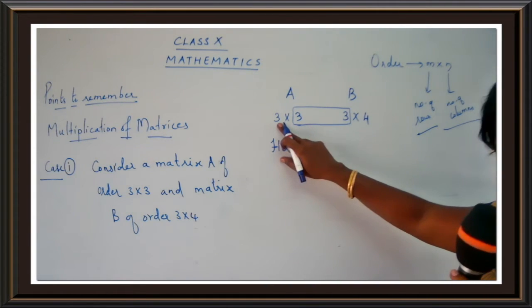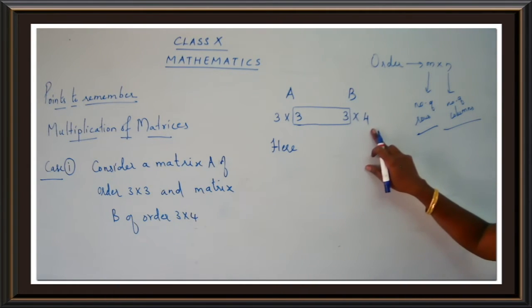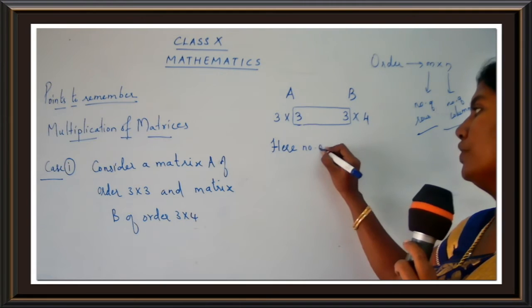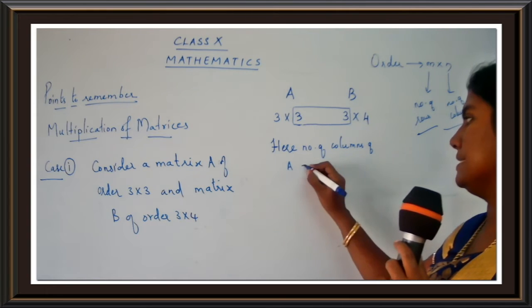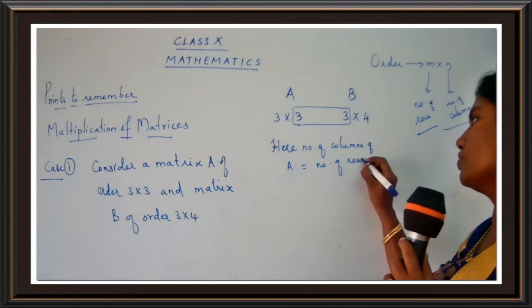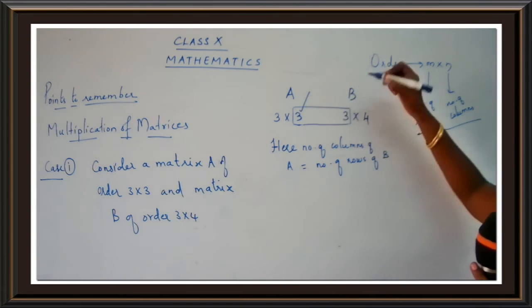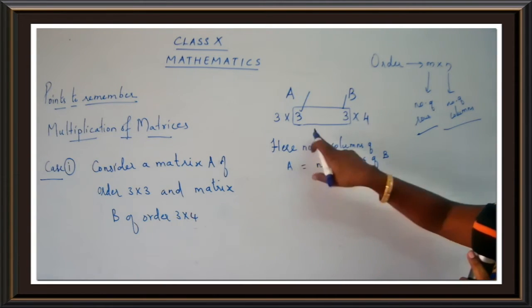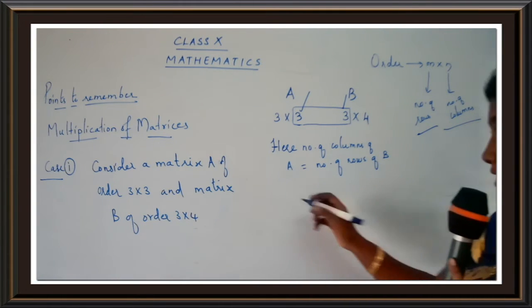So here number of rows is 3. Number of columns is 3. Here number of rows is 3 and number of columns is 4. So now what about this particular condition? Here the number of columns of A is equal to the number of rows of B. See, the column of A is equal to the row of B. So here number of columns of A is equal to number of rows of B.